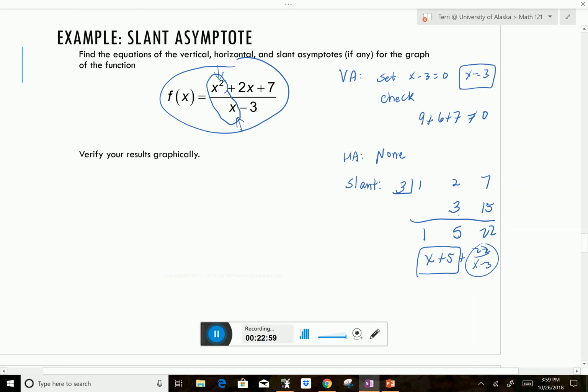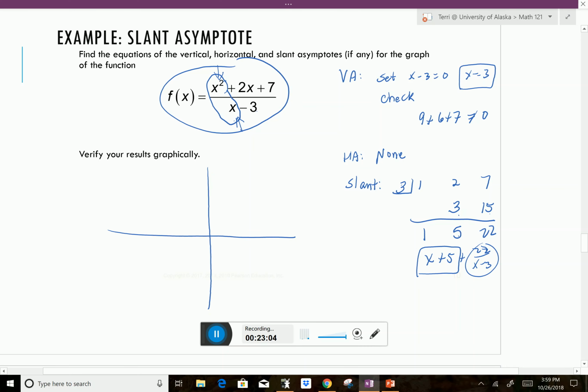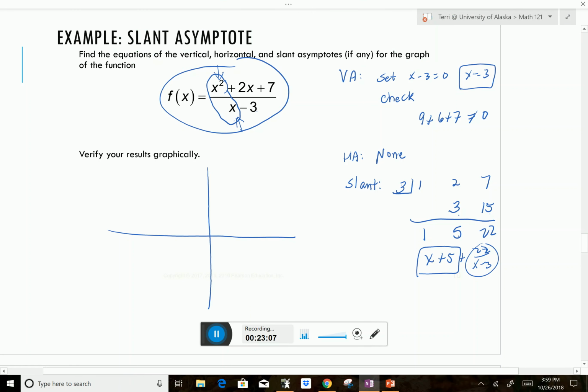So we can get an idea of what this looks like. Let's draw our asymptotes. Let's put our asymptotes in red. It looks like we have an asymptote at x equals 3. So let's see, 1, 2, 3. So there's our vertical asymptote. We have a slant asymptote with the equation x plus 5. So let's see, 1, 2, 3, 4, 5. And we go up 1 over 1. So it looks like we go like this.